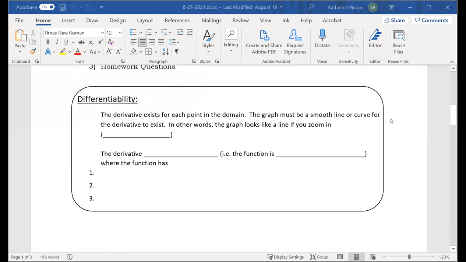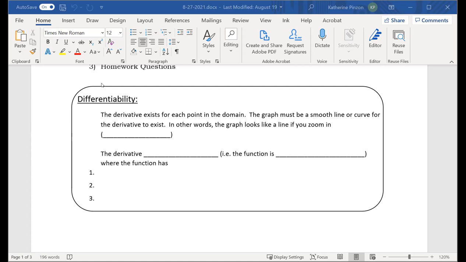So differentiability kind of comes hand in hand with continuity. You remember when we talked about continuity, we talked about the graph, the 3 different kinds of points where it could be discontinuous, all those things, right? So differentiability: the derivative exists for each point in the domain. The graph must be a smooth line or curve for the derivative to exist. In other words, the graph looks like a line if you zoom in.